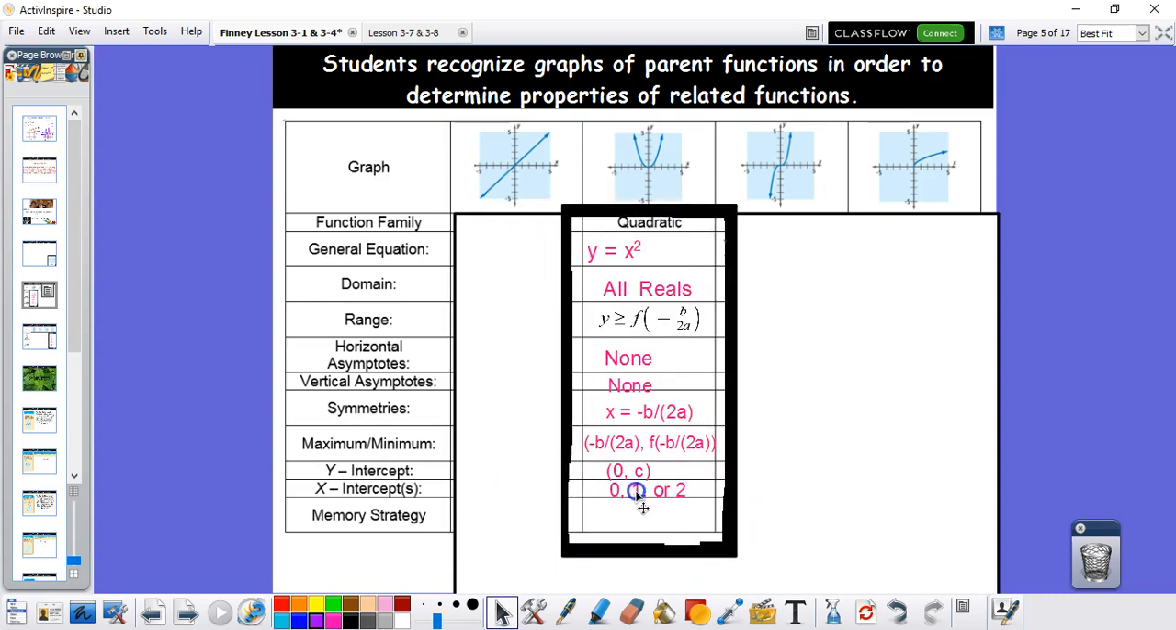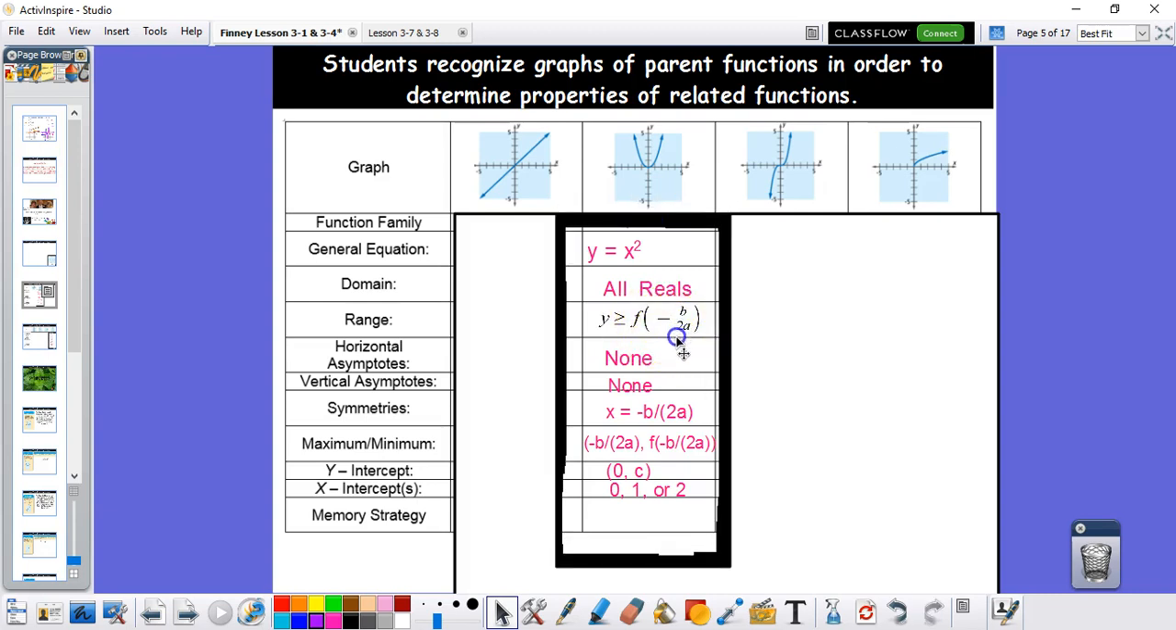Our quadratic function, y equals x squared. Domain is all reals. The range is y is greater than or equal to the y-coordinate of the vertex. Our vertex for the quadratic equation is negative b divided by 2a, and you plug that value in, and that gives you the y value of the vertex. There are no asymptotes. It's always symmetric to the vertex.